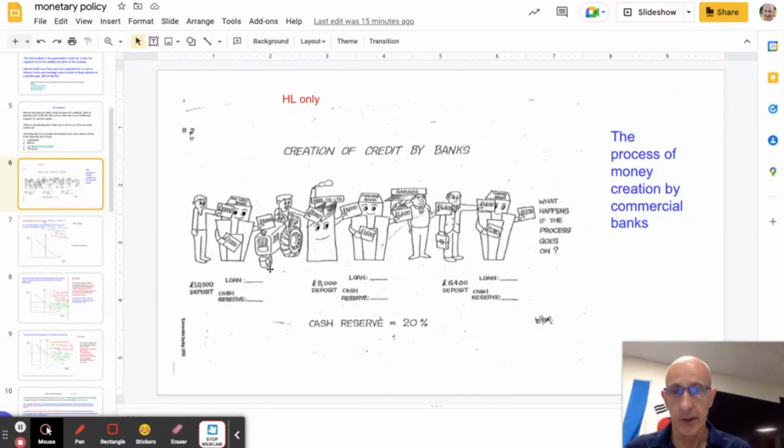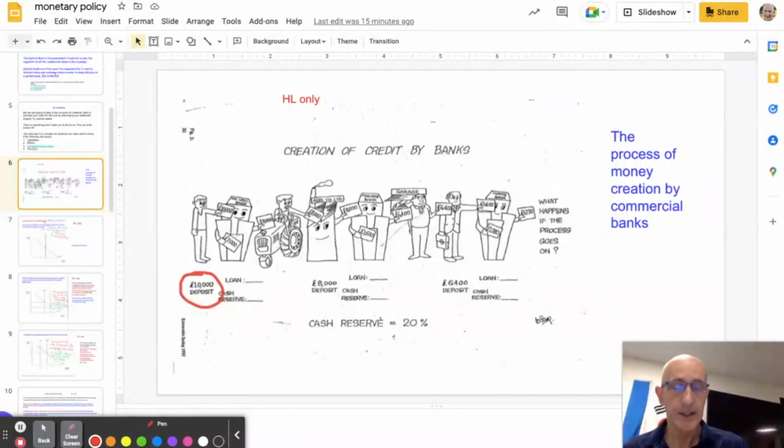This diagram tries to explain it, and if you have a look here, we start with this guy who's got £10,000 to deposit with his bank. So he puts it into his bank, and obviously at any point in time, he can go to his bank and take out the £10,000 that he's got deposited with them. It's his money. The bank just doesn't want to sit on that money, though. The banks don't make money by just putting our deposits into their bank vaults. They make money by lending out money. So they will choose to lend out some of this money.